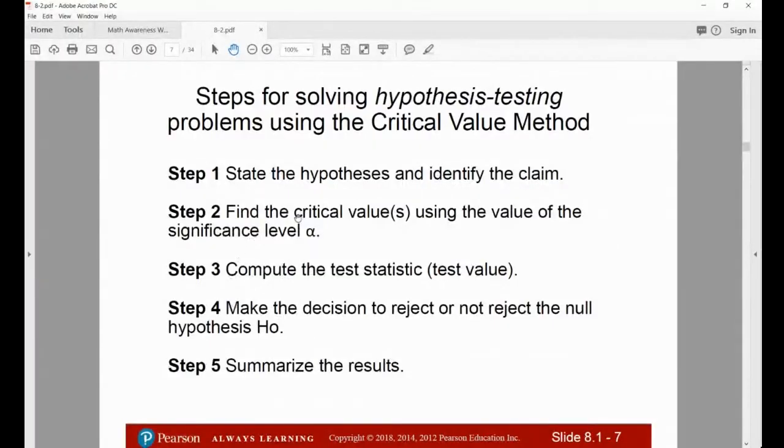This is a summary of the steps for the critical value method. First, we're going to state the hypothesis and identify the claim. Then we're going to find the critical value or the critical values using the significance level alpha. This is using table F, last row.